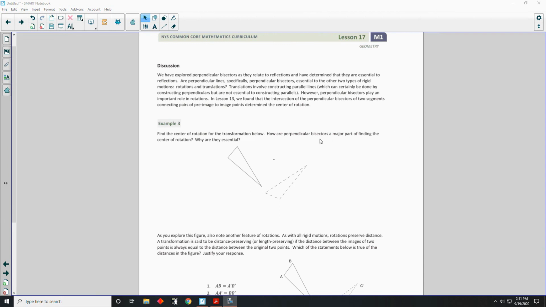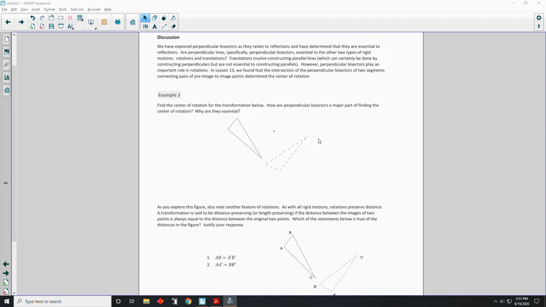Okay, page 3, discussion. We have explored perpendicular bisectors as they relate to reflections and have determined that they are essential to reflections. Are perpendicular lines, specifically perpendicular bisectors, essential to the other 2 types of rigid motions, rotations and translations? Translations involve constructing parallel lines, which can certainly be done by constructing perpendiculars, but are not essential to constructing parallels. However, perpendicular bisectors play an important role in rotations.